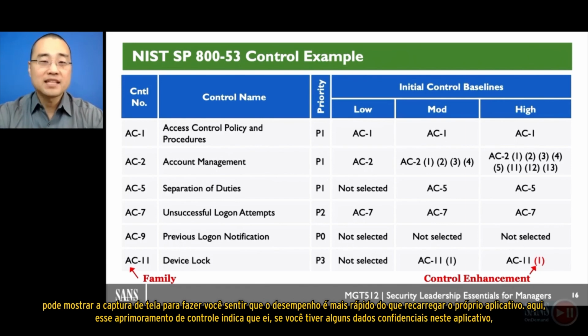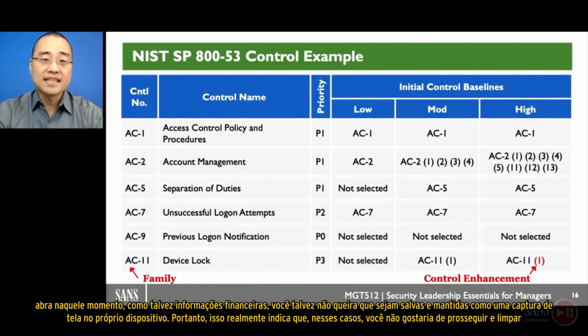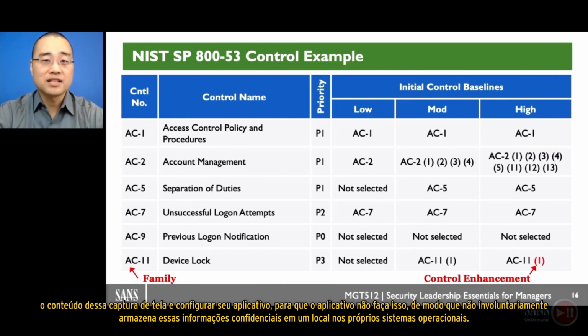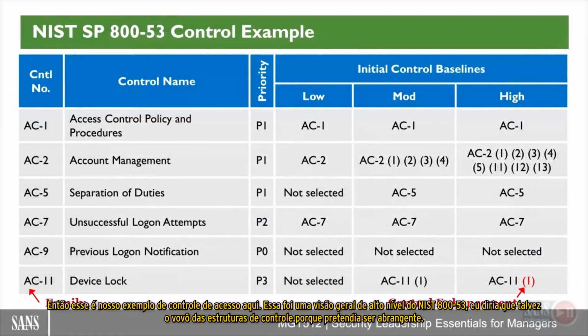Here, this control enhancement points out that if you have some sensitive data on that app open at that time, like maybe financial information, you might not want that saved and persisted as a screenshot on the device itself. So this really points out that in those cases, you would want to go ahead and wipe out the contents of that screenshot and configure your app so that the application does not inadvertently store that sensitive information in a location on the operating system itself. So that's our access control example here.